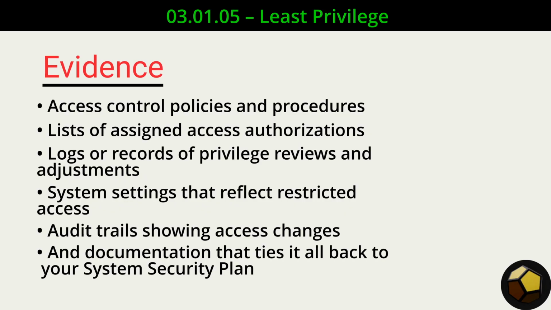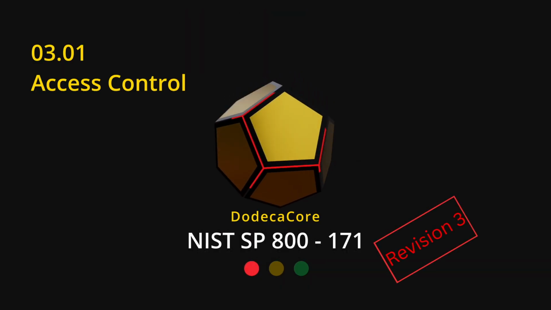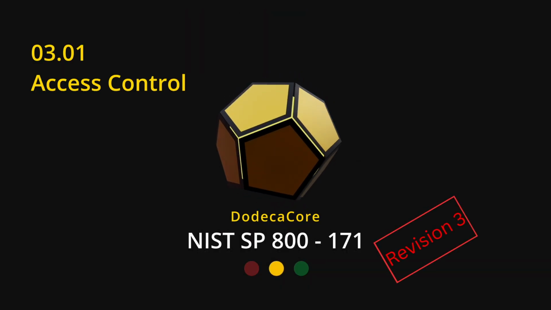Here's one more critical point. Least privilege isn't just a technical setting, it's a culture. When your team knows that access is intentional, limited, and reviewed, you build trust and reduce the blast radius of any incident. That wraps up 3.1.5, Least Privilege.